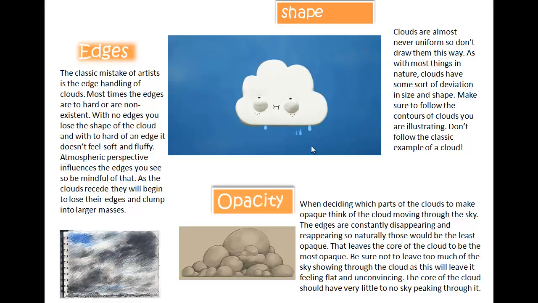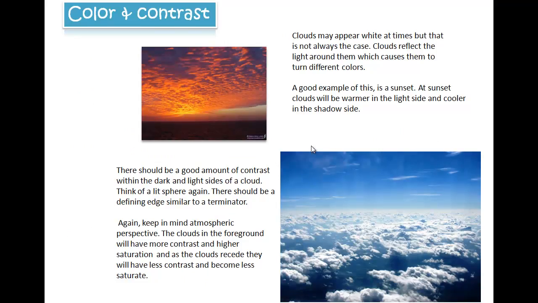And then you got your opacity. Opacity is also very important. If you think about the clouds moving through the sky, the edges of the clouds are constantly disappearing and reappearing. So naturally, those edges will be less opaque, and the center of the cloud will be the most opaque. If the clouds aren't opaque enough, they'll feel flat. They won't feel dimensional. So make sure that some of the sky is peeking through them, but not peeking through the whole entire thing. Strike a balance.